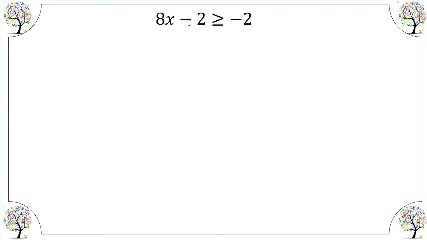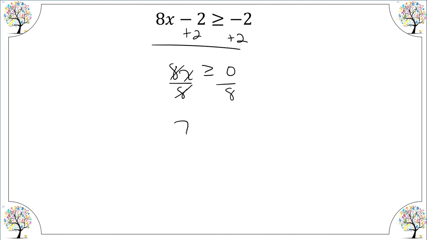Okay, let's solve this one. We are going to simply add 2 to both sides. We get 8 times x is greater or equal to 0. Keep going. Don't think you're like it can't work or you're stuck. We're going to divide, and x is greater or equal to 0. Remember, 0 is a value. You can have 0 as a solution.